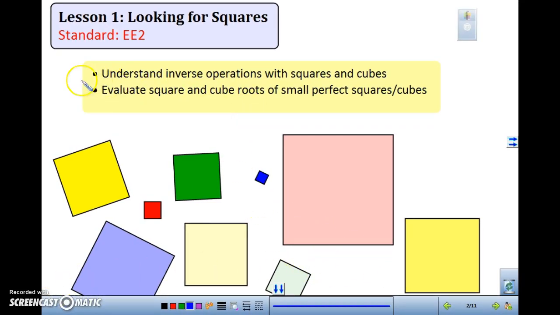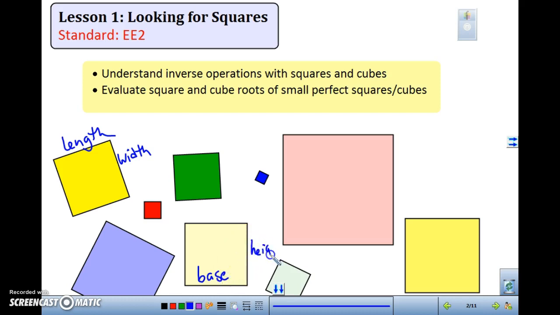But the key thing today that we're looking at is understanding the inverse operations with squares and cubes and evaluating squares and cubes of small perfect square and cube numbers. So one of the things that I really want you to think about is when we look at a square, what are we looking at? We're looking at a length and a width. And what we know if it's a square is that these two sides are the same height. Another word that we often see associated with these is base and height.